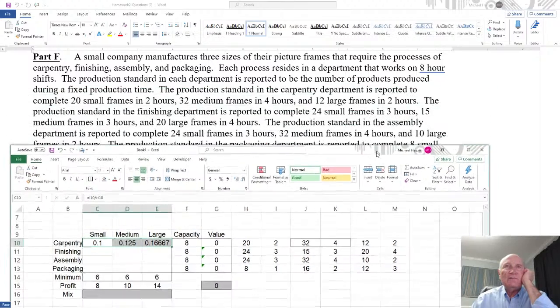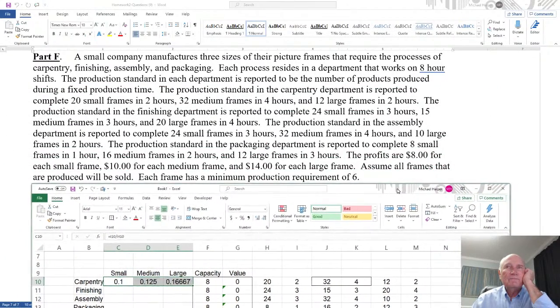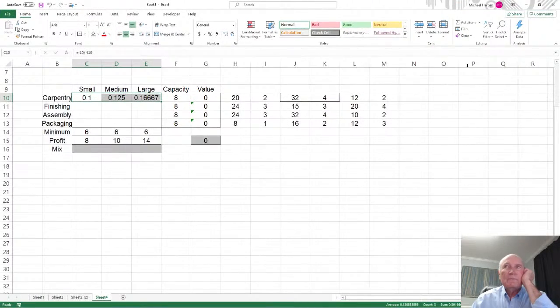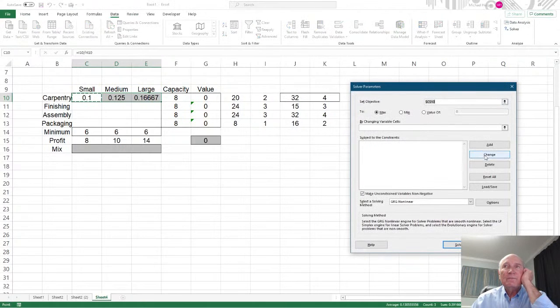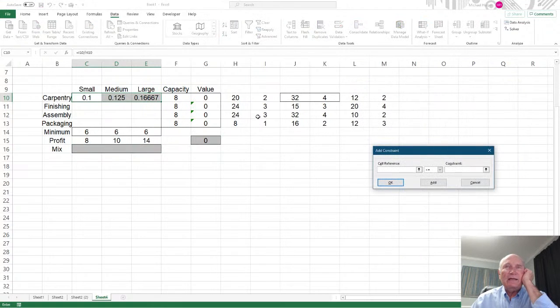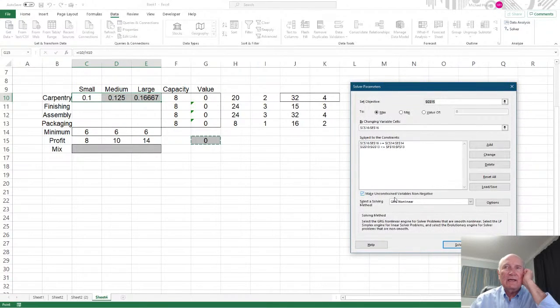And then to solve this thing, go to Data, Solver, and the objective function is going to be this. I want to maximize my profit by changing my mixes here. First, these have to be less than or equal to the capacity of 8 hours. But then I'm also going to add that my mix here has to be greater than or equal to 6. I'll do 6 here, like that. Okay, non-negativity, Simplex LP, and then solve.